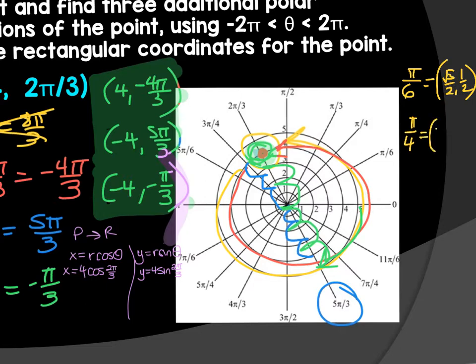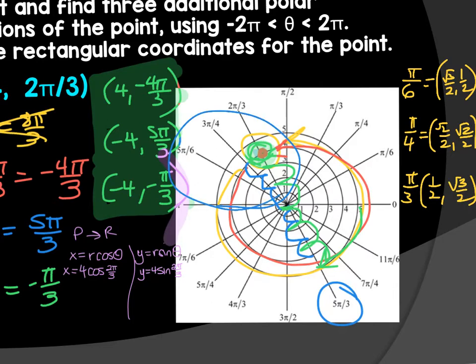Pi over 4 is root 2 over 2 and root 2 over 2, which you're going to see today come in handy again. Pi over 3, 1/2 and root 3 over 2. So this is pi over 3. It's in the second quadrant. That's where 2 pi over 3 lies, which tells you what's true about the cosine, positive or negative sign.